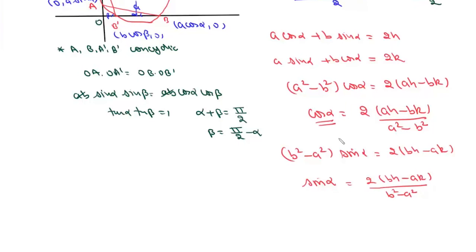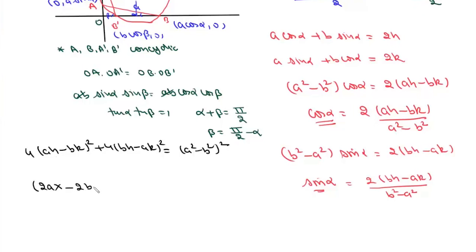Now we have to eliminate alpha, so what we'll do is we'll square and add. Now cos square theta plus sin square theta is 1. So then it will be this 4 times ah minus bk whole square plus 4 times bh minus ak whole square will be equal to a square minus b square whole square. Now we'll replace h with x and k with y. So it will be 2ax minus 2by whole square plus 2bx minus 2ay whole square, and that will be equal to a square minus b square whole square.